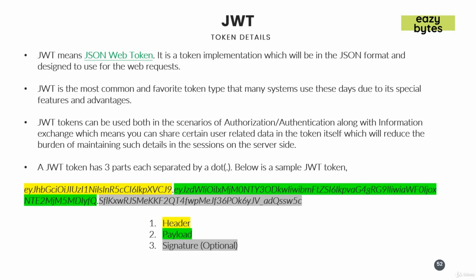And lastly, we have the signature part, and this is optional. Only if you are going for the encryption and if you want to make sure that no one tampered with the header and body parts of your token, then you will use this last part, which is the signature part. Otherwise, header and body are mandatory sections, whereas signature is an optional one.